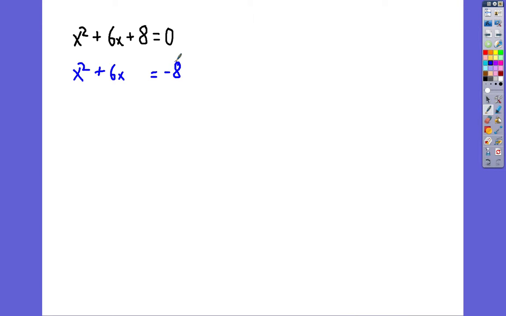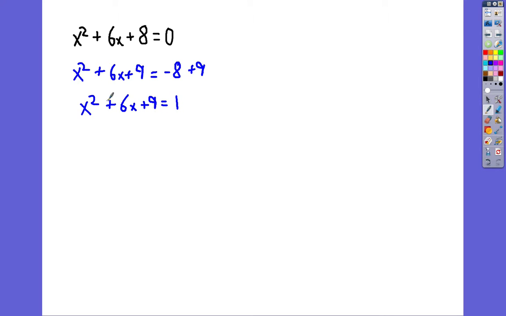Now, to get a perfect square trinomial on the left side of our equation, we need to add half the coefficient of the middle term squared to both sides of our equation. So the coefficient of our middle term in this case is 6. Half of that is 3. So 3 squared is 9. So we just add 9 to both sides of our equation. That gives us x squared plus 6x plus 9 equals 1.